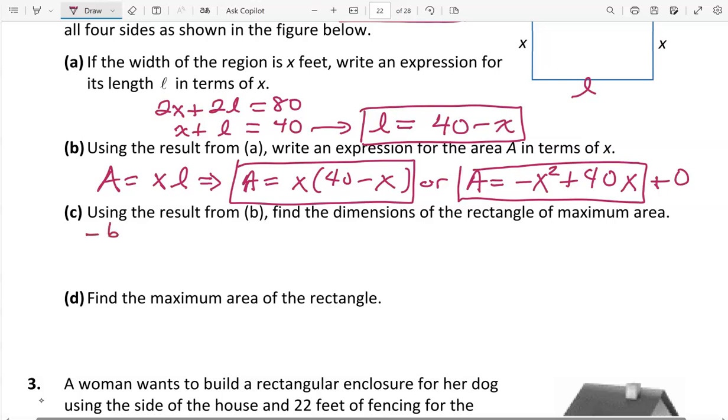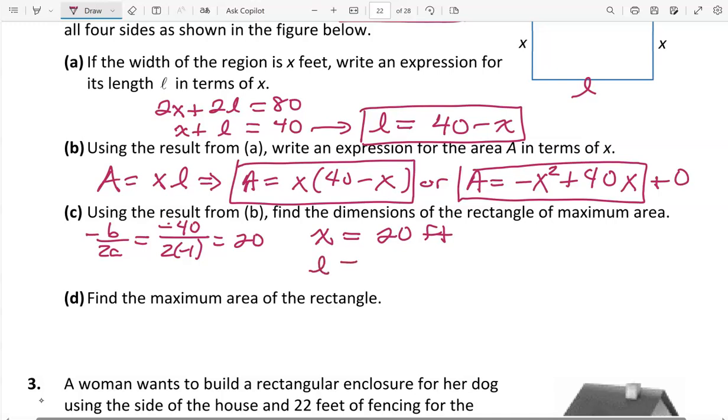So negative b divided by 2a is equal to negative 40 divided by 2 times negative 1. So that's going to give us a value of 20. And this is the x value at the vertex. So the dimensions of the rectangle are x and L. So x, the width, is equal to 20 feet.